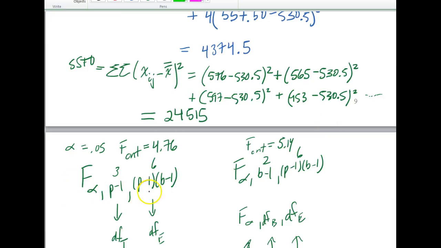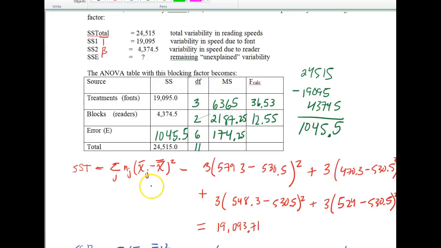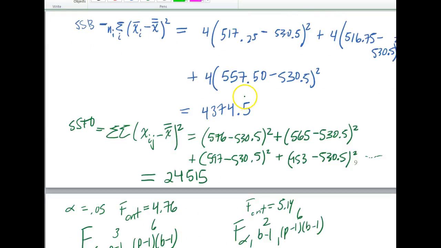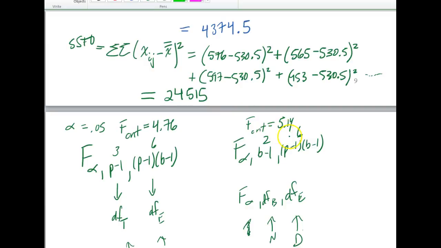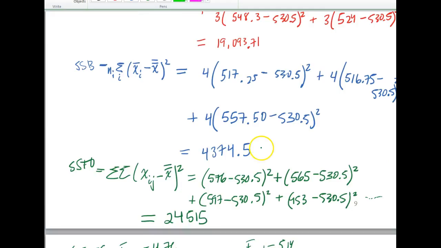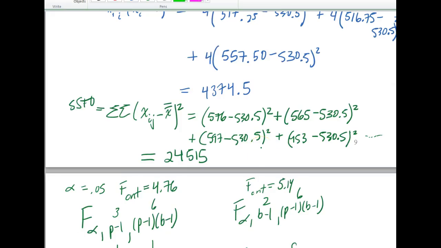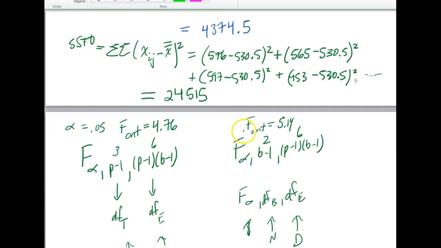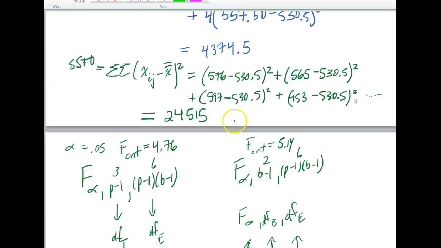So for the treatment, we would compare it to the 4.76, and it crushes it, right? The treatment is well above that. And 5.14 for the block, and it crushes it. 12.55 is well above 5.14. So in this regard, we would reject the null hypothesis that all the means are equal in favor of at least one of the means not being equal.